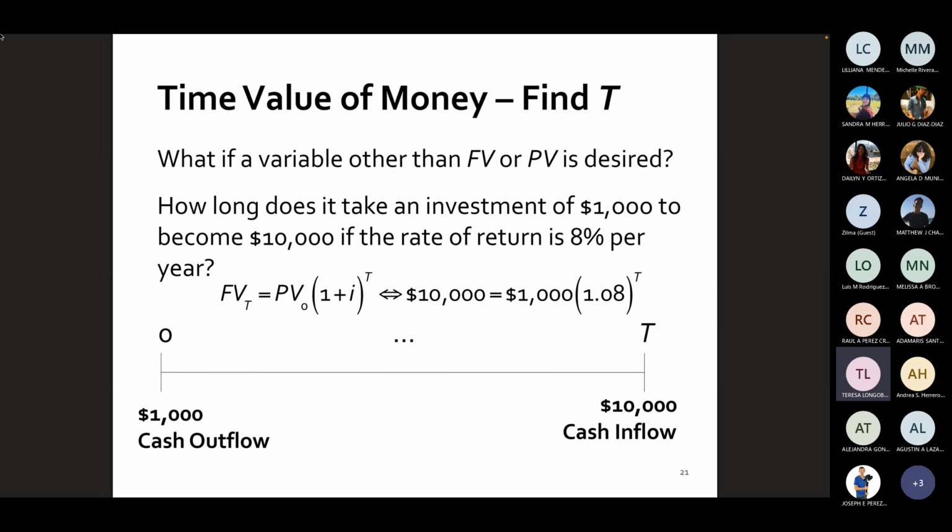Okay. The final variable for the expression, I'm going to give you the future value, the present value, the interest. Now you need to find T. So how many years does it take an investment of 1,000 to become 10,000 if the rate of return is 8% per year? What do you get? I'll let you do this one.